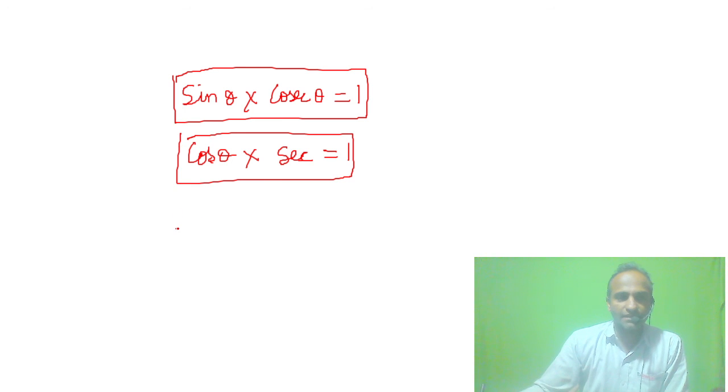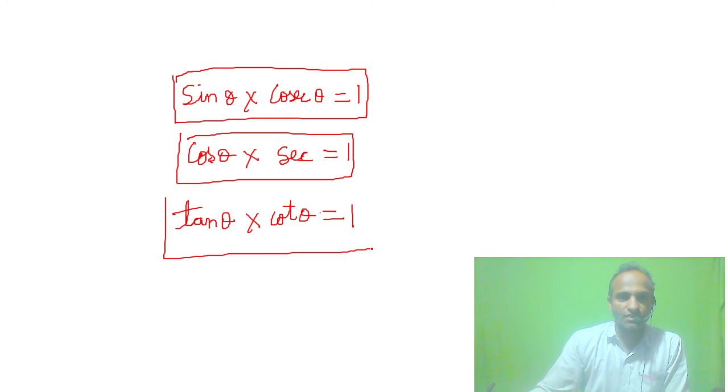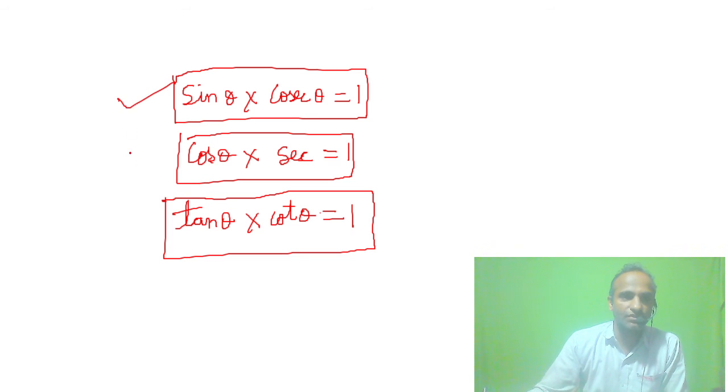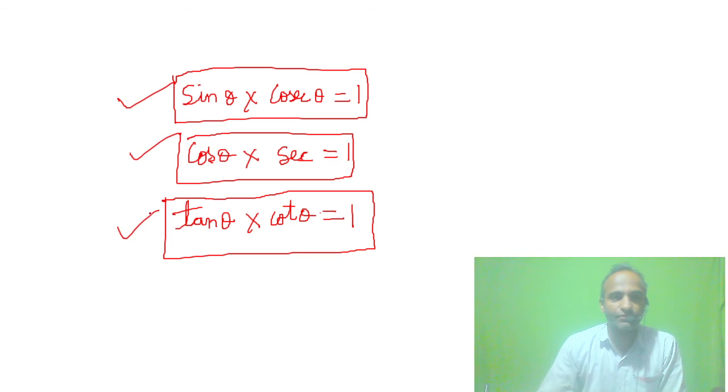Third is tan theta. The reciprocal of tan theta is cot theta. So if you multiply these two ratios, that is equal to 1. In this way, from those 6 trigonometric ratios, we have derived 3 formulas, which will be helpful for you in solving problems.